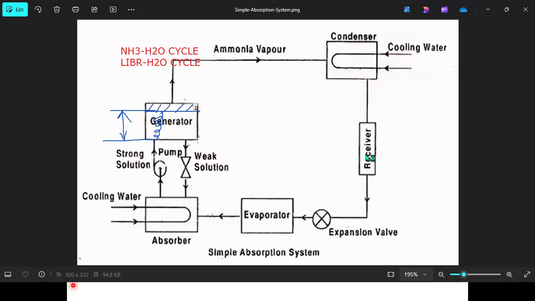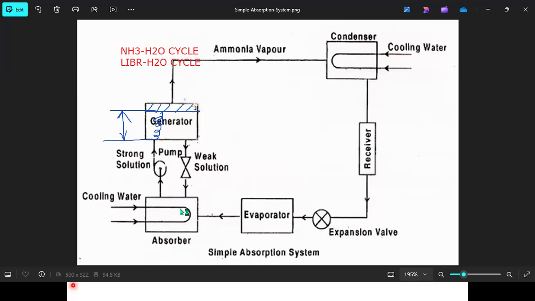So after crossing over the evaporator, due to the heat exchange between the room air and the coils, the temperature of the ammonia will rise again, which will result in the formation of vapor, and this vapor will again be admitted over to the absorber.